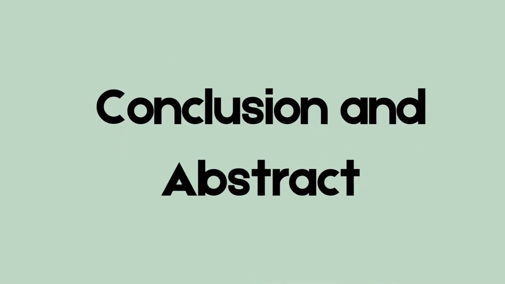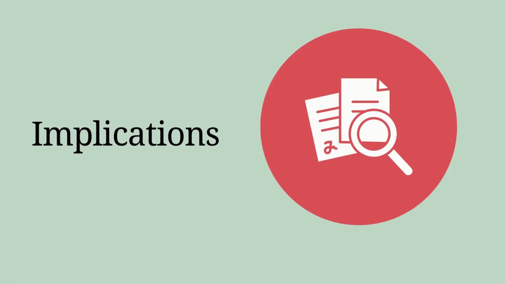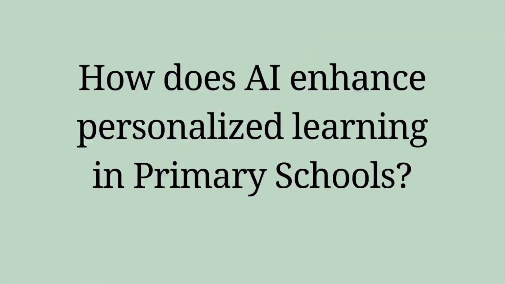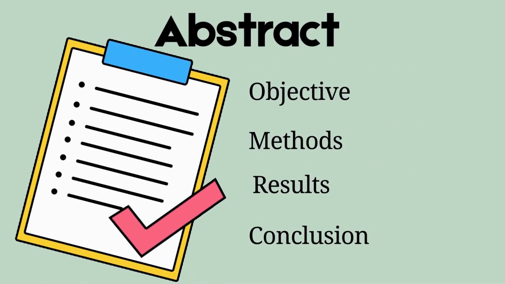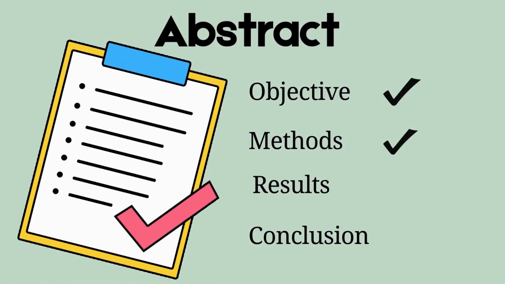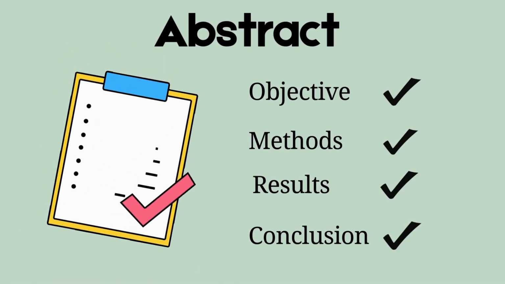Step 8. Conclusion and abstract. In the conclusion, summarize key findings and their implications. Make sure to tie everything back to your original research question. The abstract is a brief summary of your entire paper, including the objective, methods, results, and conclusion. Keep it concise but informative.